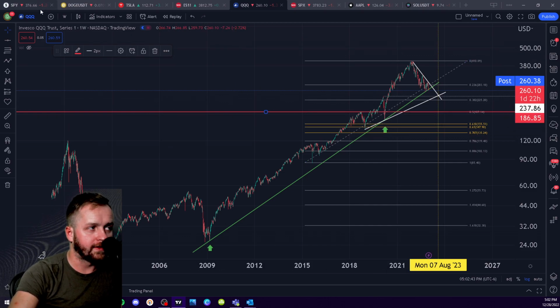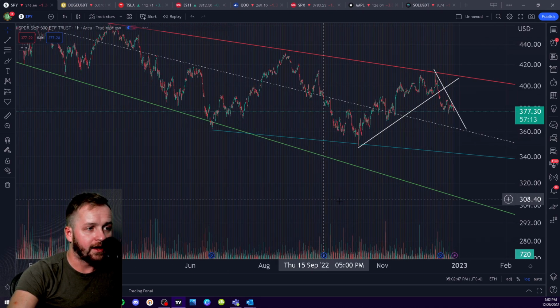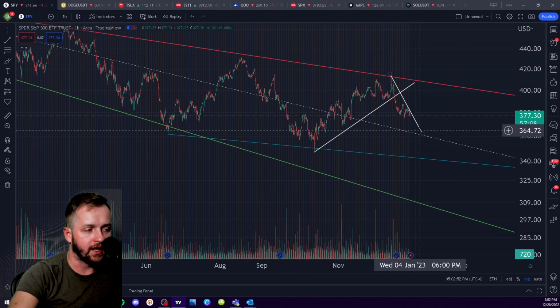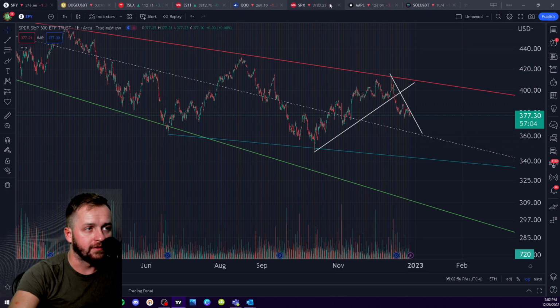The reason I think that's more important to be watching is that if tech overall gets smashed in that way, it's going to have a huge implication on the S&P 500, and that's where you're going to see really big moves come out of the S&P.